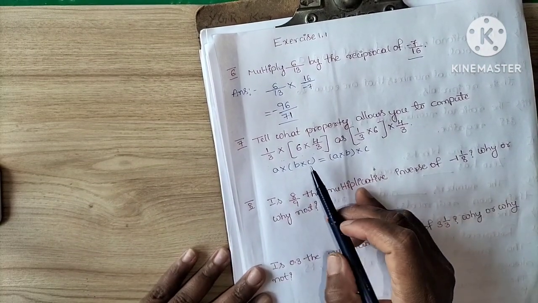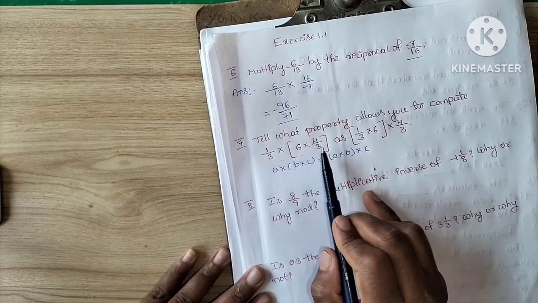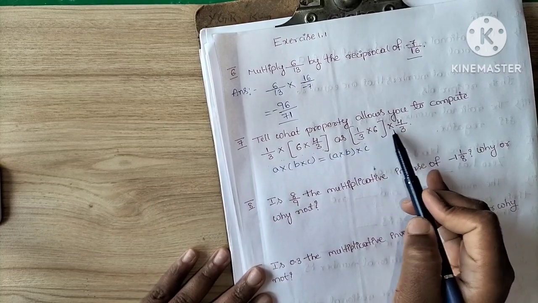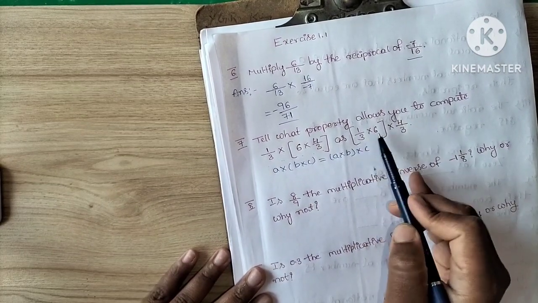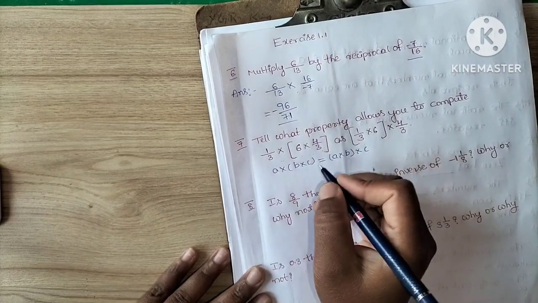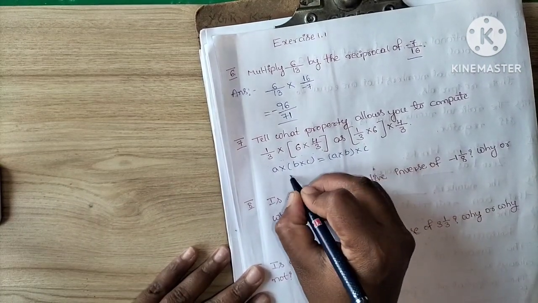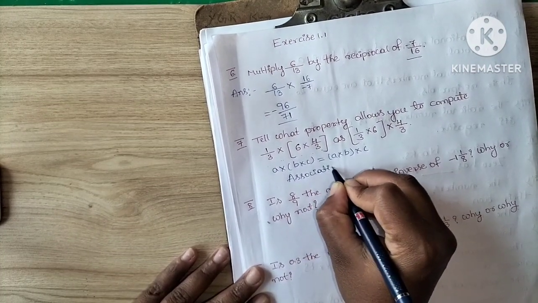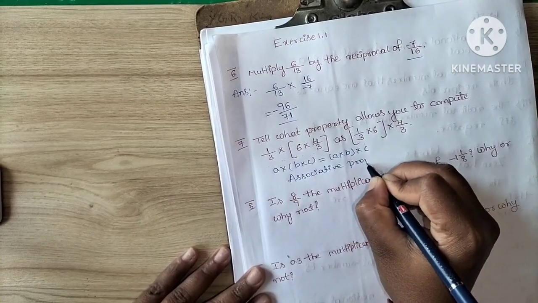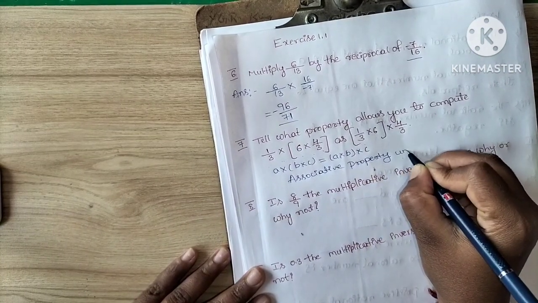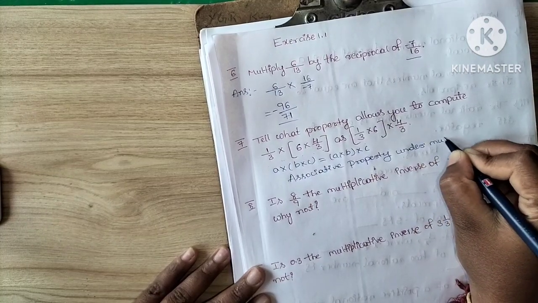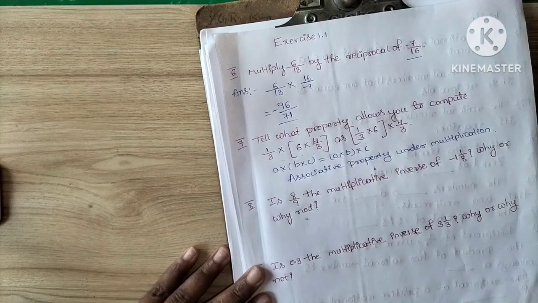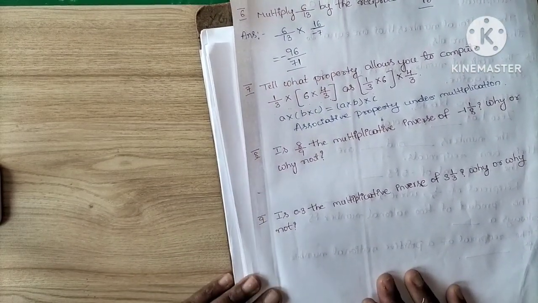The given question is in the form of A into (B into C). This is in the form of 1 by 3 into 6 into 4 by 3, which is A into B into C. So this given question allows the property associative property under multiplication. Okay, next we move on to the 8th question.